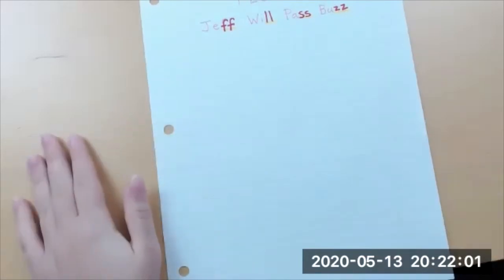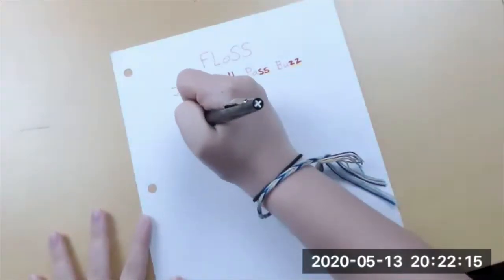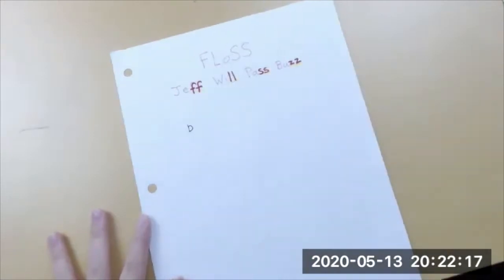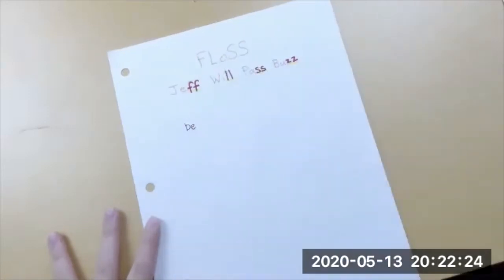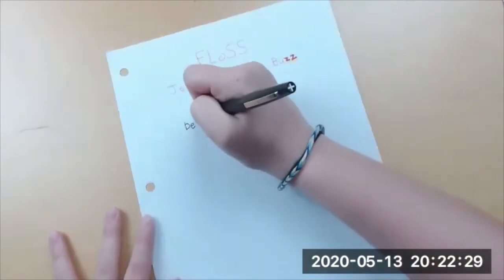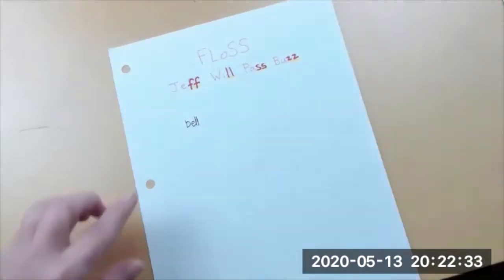Bell. Oh, go ahead and arm tap the whole thing for me first. B. O. Okay, what do you hear first? B. B. Okay, go ahead and write it. And what's next? E. I like how you're arm tapping your shoulder and then your elbow. That's great.